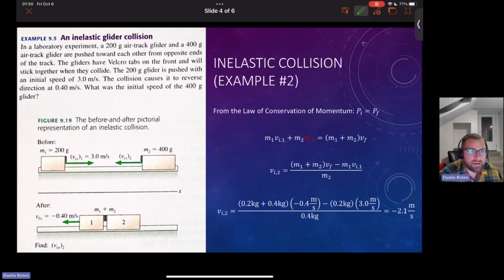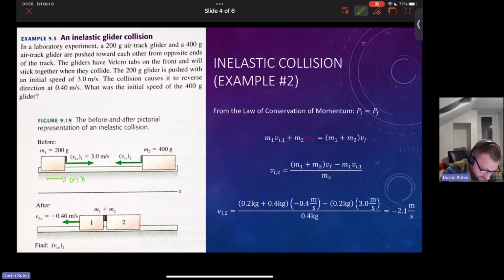So the gliders have Velcro tabs on the front and will stick together when they collide. The 200-gram glider is pushed with an initial speed of 3 meters per second. So clearly that's going to be in the positive x direction. Yep, it's pushed with 3 meters per second. The collision causes it to reverse direction at 0.4 meters per second. What is the initial speed of the 400-gram glider?